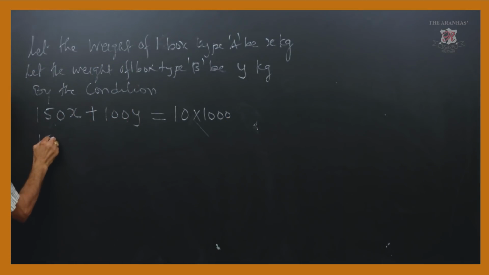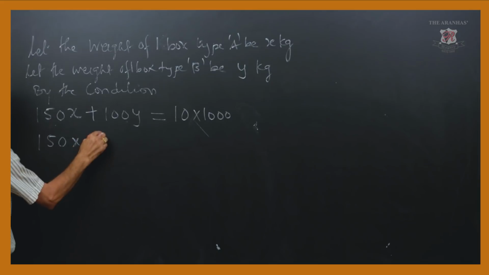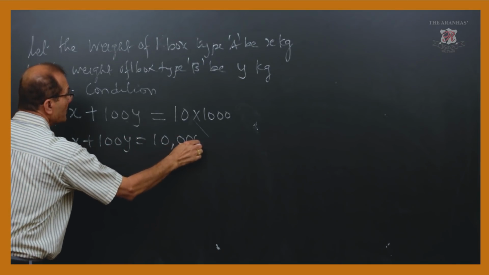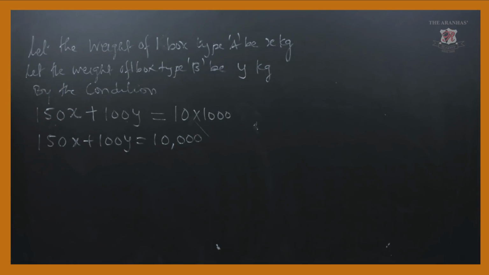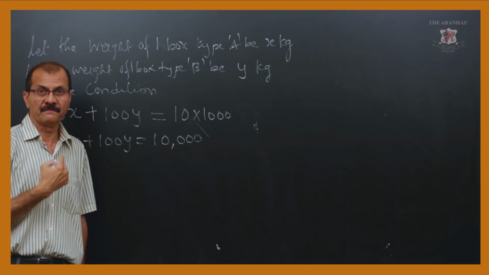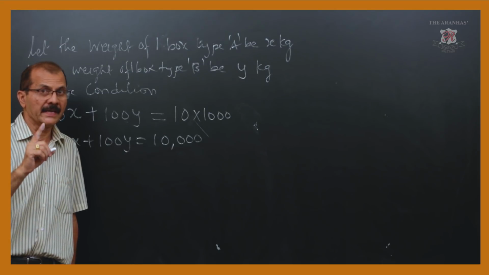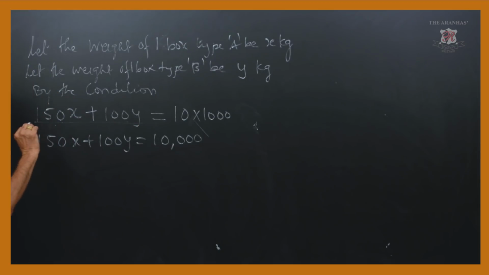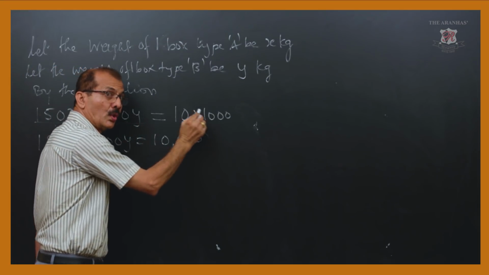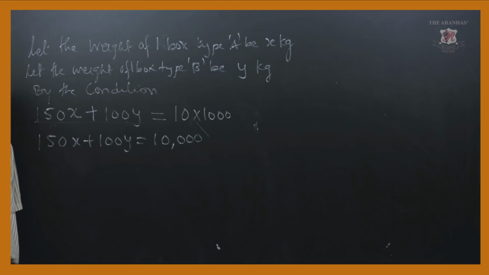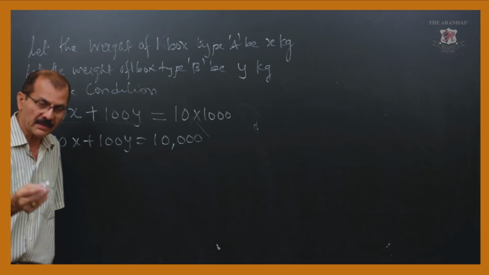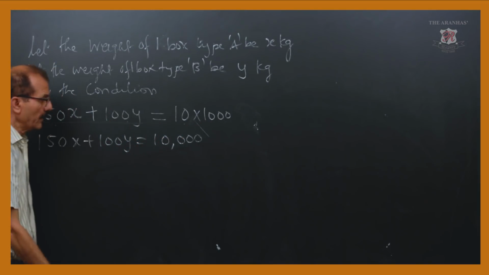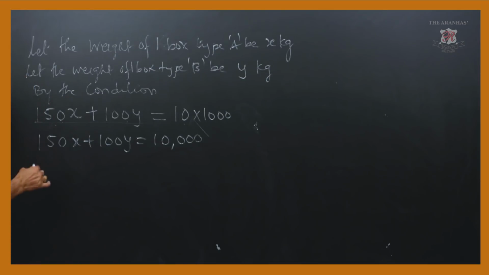So you get here 150x plus 100y is equals to 10,000. This is what you get, first equation. I will repeat again. The total weight on the left hand side is in kg, whereas the total capacity of the truck is given to you in tons. So convert that tons into kg. So 10 means 10 into 1000. So I get 10,000.